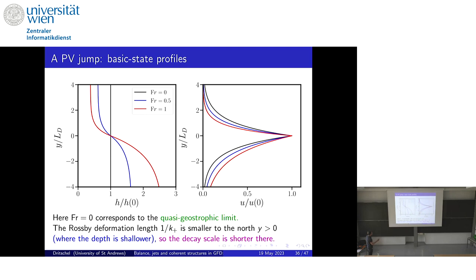A Froude number equal to zero is the QG limit. It's the black curve here. If you look carefully, the black curve is the outer curve here and the inner curve there. As you increase the Froude number, say to one, it's much steeper to the north and much shallower to the south. So it's just a difference in deformation length.